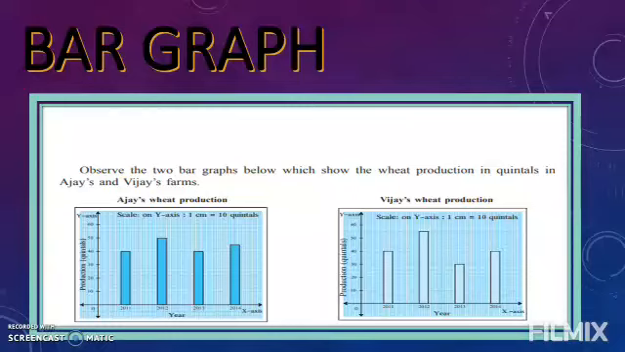Vijay's wheat production in 2011, it is shown 40 quintals. 2012, it is shown 55 quintals. 2013, it is shown 30 quintals. And in 2014, it's 40 quintals.